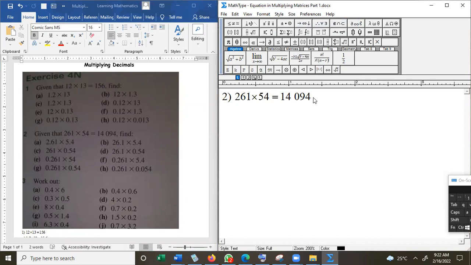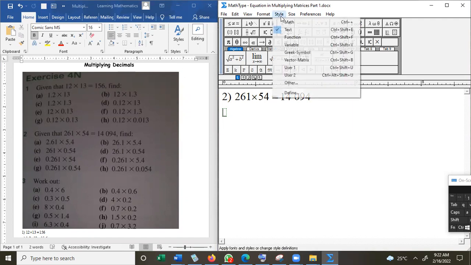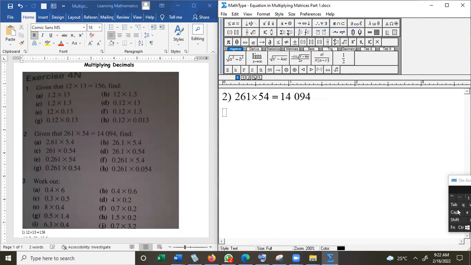So as you can see, no decimal places. So whole numbers alone. 261 times 54 is equal to 14,094. So the book says so. So that must be true. Now, for part A, so please copy this down.